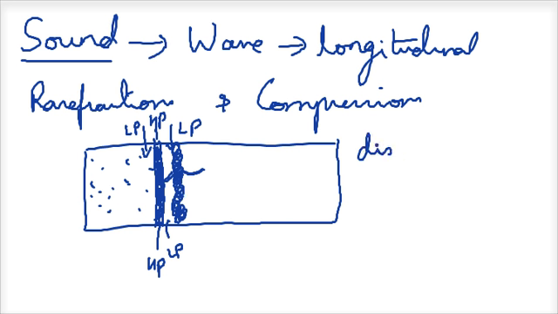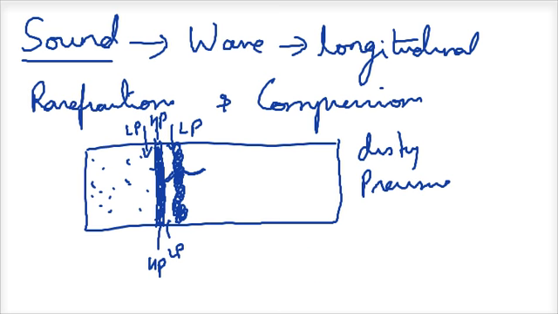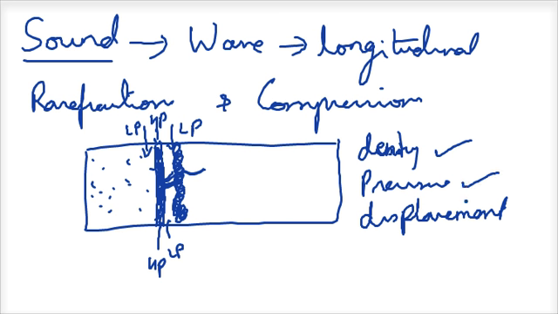as a density disturbance, or it progresses as a pressure disturbance. There is a density disturbance which is moving, because that region where there is a high pressure will have a high density. There is a pressure variation, a pressure disturbance. Alternatively, the gas molecules are also moving, so there is a displacement wave. So a sound wave can be expressed as a density wave, as a pressure wave, or as a displacement wave.